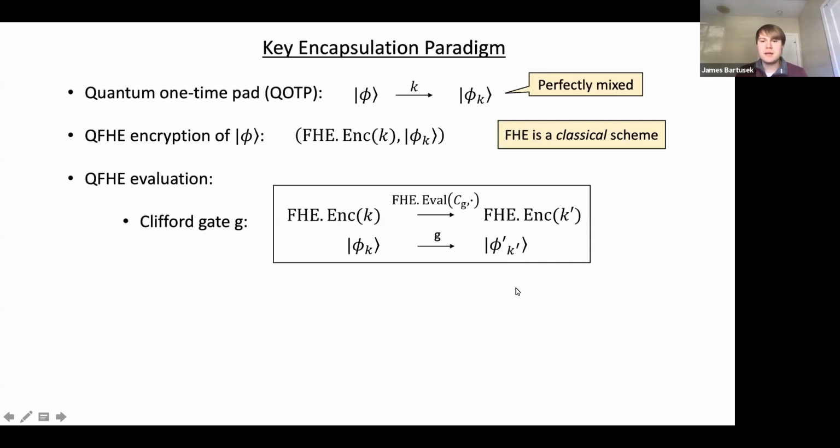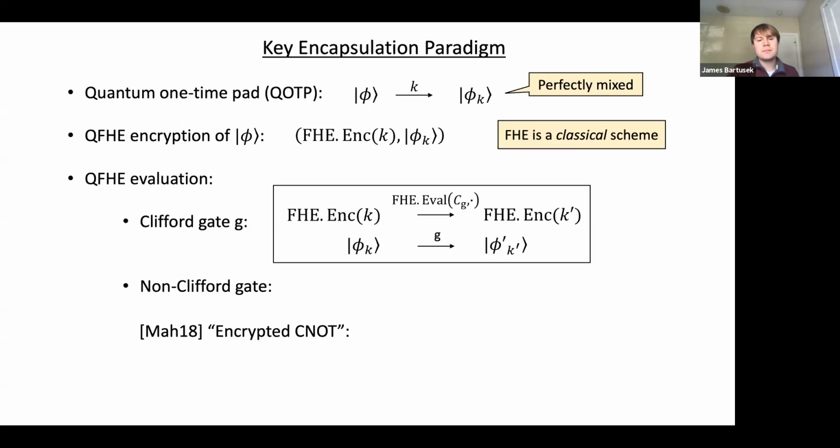Okay. So this just works for these Clifford gates. But the problem is, Clifford gates are not universal for quantum computation, so you're going to need to support some non-Clifford gate, and this is basically where all these schemes on the last slide differ in how they handle this. Mahadev gave a way to evaluate some particular non-Clifford gate using parallel operations, but also using something called an encrypted CNOT, where again, I won't get into the details about how it works.